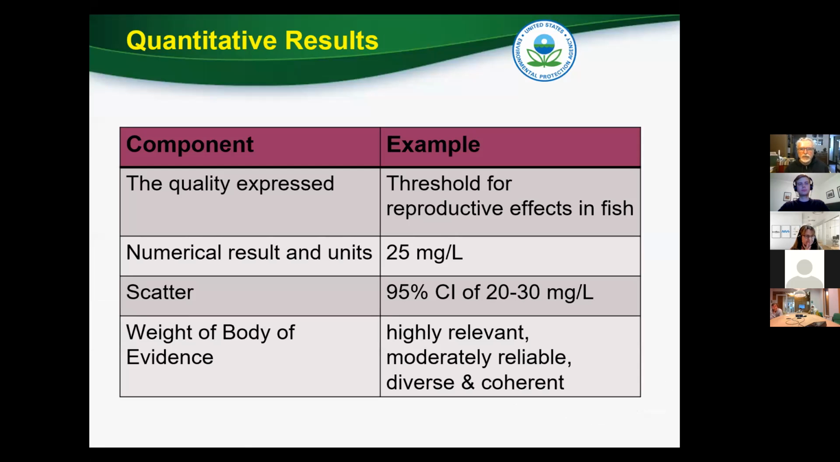This is an example of a table in which you express the results. You have the quality to be expressed, like a threshold for reproductive effects, the numerical result in units, the scatter, the 95% confidence interval, and then the weight of the body of evidence, which in this case you say is highly relevant, moderately reliable, diverse, and coherent.